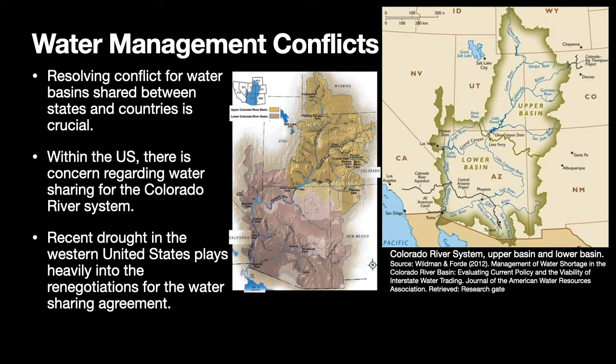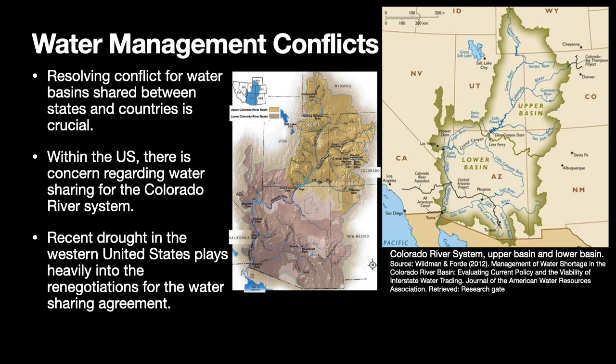Next, I'm going to talk about water management conflicts. We know rivers flow because of the geography and topology of the land, and a river might be flowing through multiple states, or through multiple countries. Therefore, in resolving conflicts over water basins, it's very crucial that we use diplomacy and have a legal framework for sharing water.